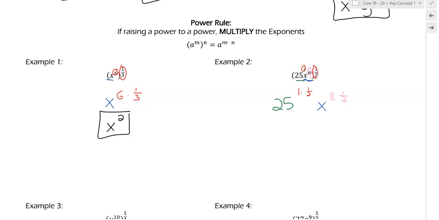So here's where it gets weird. 25 to the 1 times 1/2. This chunk right here has no variables. Right? That means we type it in our calculator.